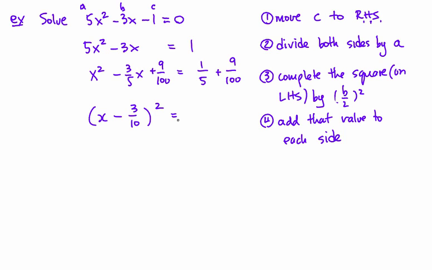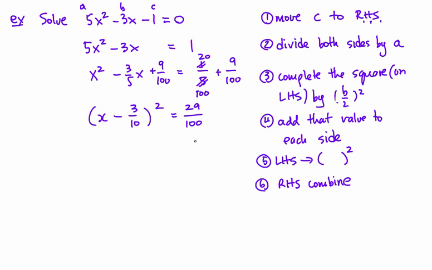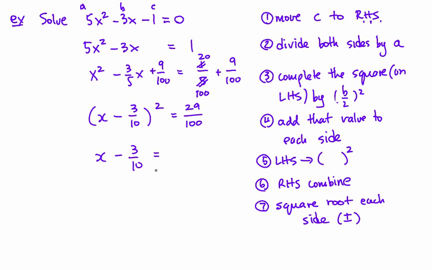And on the right-hand side, I combine the fractions together. So on the left-hand side, step 5, I get a perfect square, and on the right-hand side, I combine these together. So I multiply this by 20 to get a common denominator. I multiply this by 20, and I end up with 29 over 100. And now I can take the square root of both sides. Again, I have to remember to take plus or minus, so I get the square root, which is just the inside of x minus 3/10.